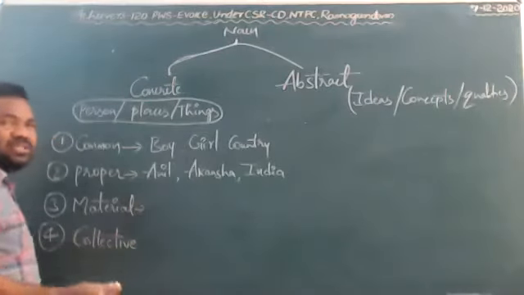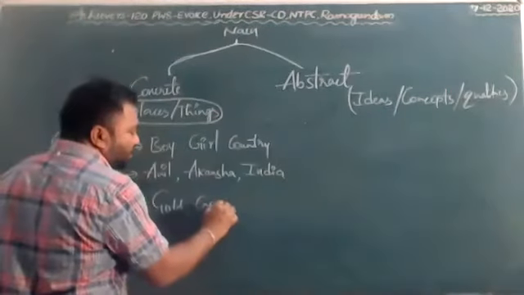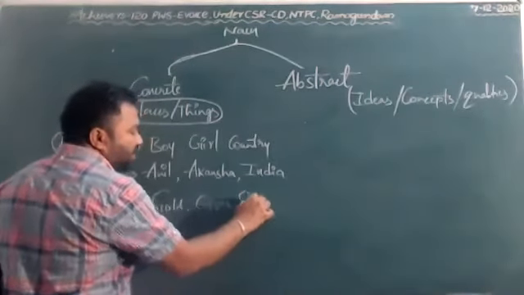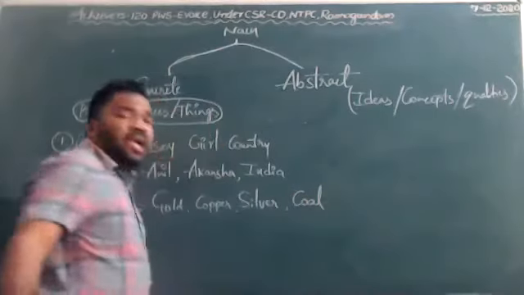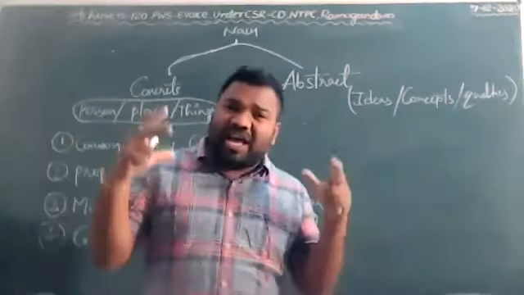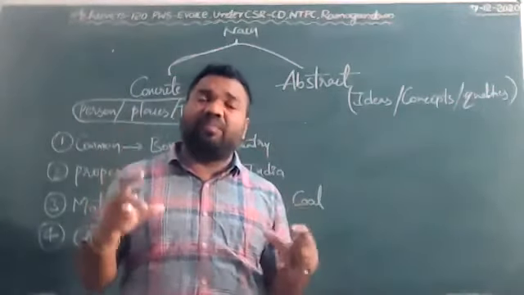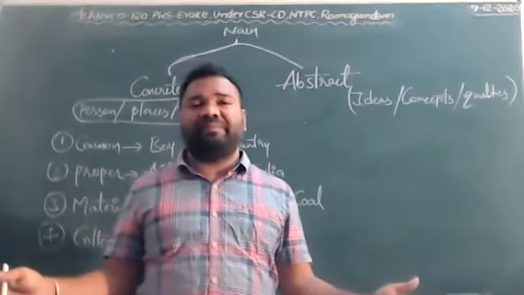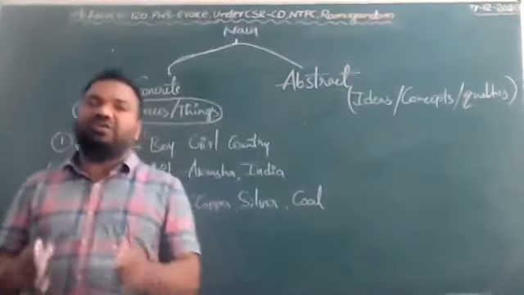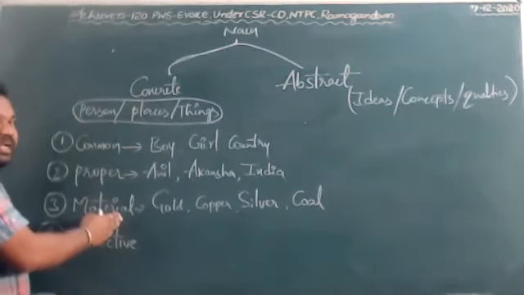Next, material nouns are the names of the material, students. Gold, copper, silver, coal. Unique materials available on the earth. They fall under a different category. Such kind of nouns or names fall under material noun.